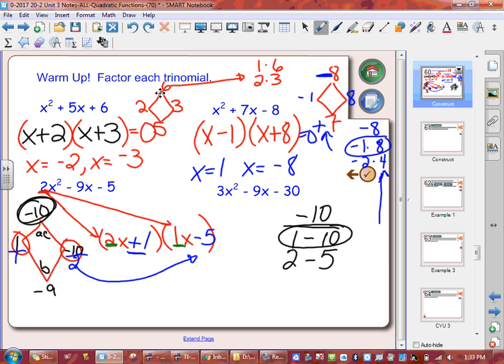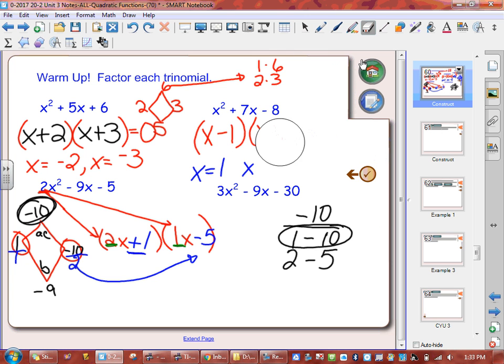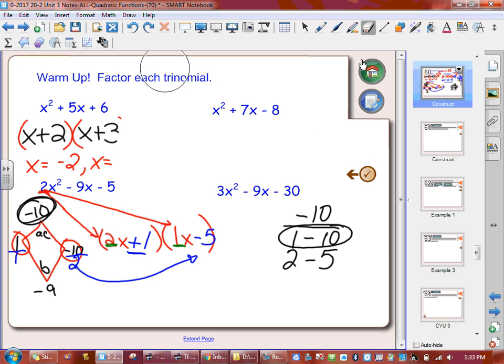Okay. I'll give you a minute to write that down. I'm going to erase my other scribbles here.